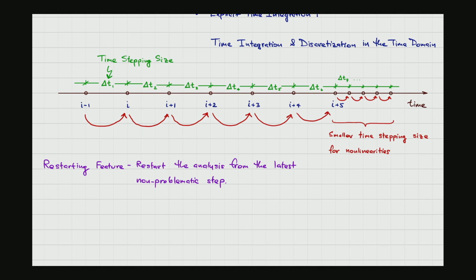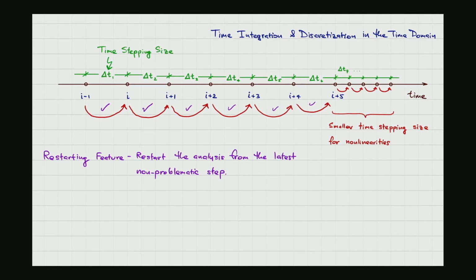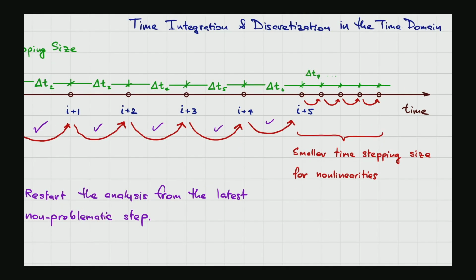Might be difficult to understand, but let's take a look at this. Maybe at this step everything is going alright, just one iteration to achieve convergence. Everything goes smoothly, and initially you set the time stepping size to be identical. So delta T1, 2, 3, 4, 5, 6, 7 are of identical size, alright?